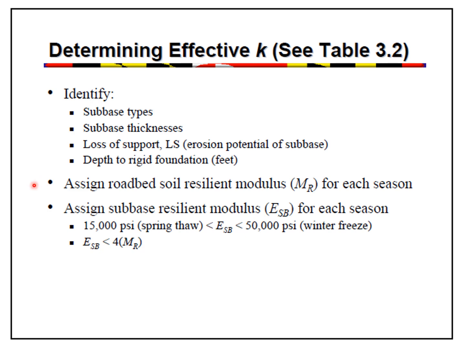Assign roadbed soil resilient modulus M sub R for each season. Assign subbase resilient modulus ESB for each season. 15,000 psi in spring thaw, and ESB is greater than this one and less than 50,000 psi in the winter when the water has been frozen. And one more thing, ESB is less than 4 times M sub R.